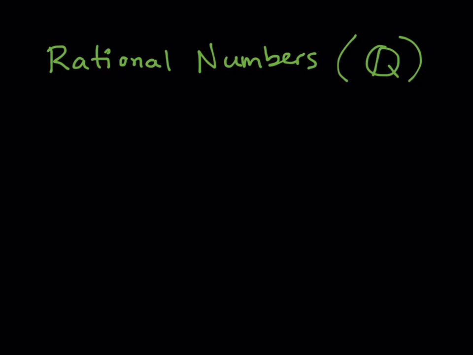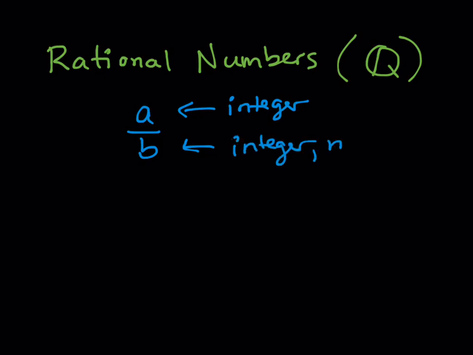If we wanted to check if these numbers are closed under various operations, I think the best way to do this is to think of the fractional definition of rational numbers. So rational numbers are ones that can be written as fractions, where the numerator and denominator are integers, and where the denominator is not equal to 0. So it can be any integer other than 0.